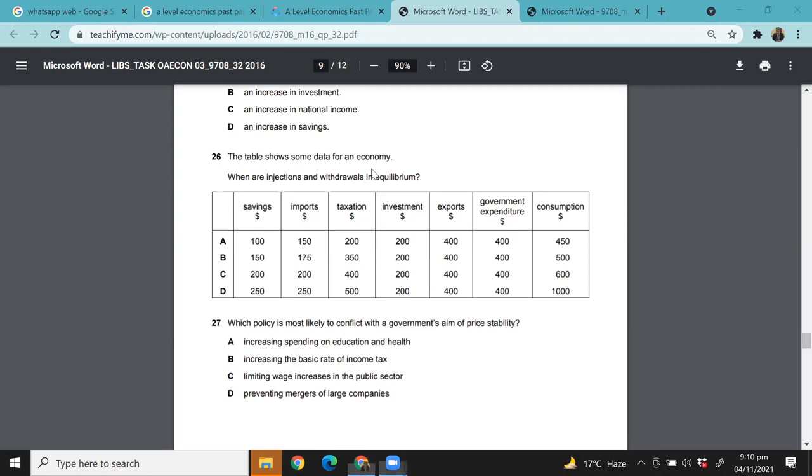Withdrawal. Yes, saving is a withdrawal. Import is a withdrawal because the money is going out of the country. Taxation is a withdrawal because the government is taking the money away from individuals. They can't spend. Investment is an injection. More money is coming into the system, into the economy. Exports is an injection. Money is coming into your economy. And government expenditure is again an injection because money is coming into the system, right? And consumption is neither a withdrawal nor an injection.